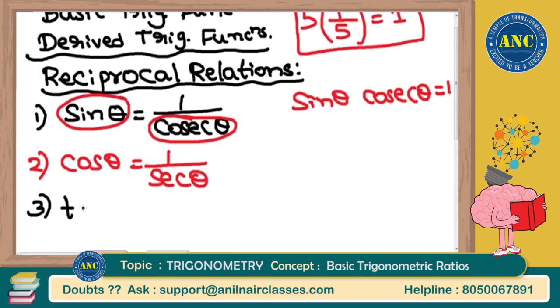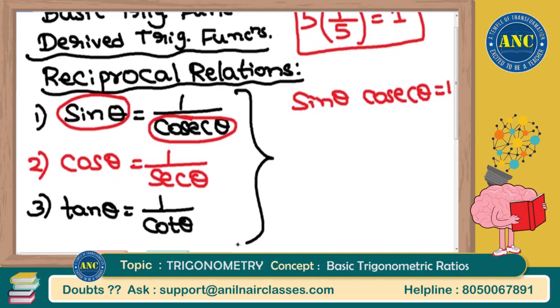Similarly, tan and cot. The reciprocal of tan theta is cot theta. Tan theta into cot theta is 1. These are the three reciprocal relations that we have.